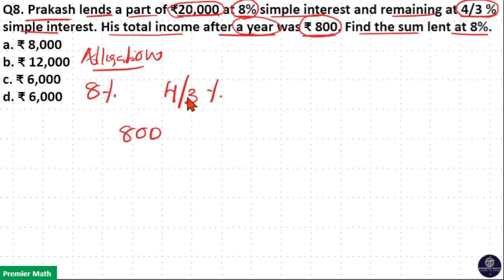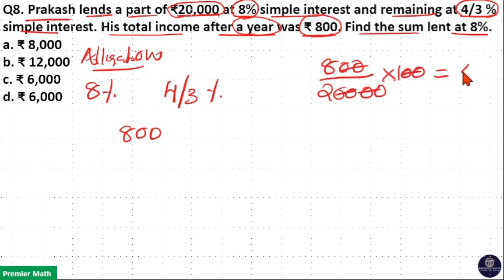Now this 8 and 4/3 are in percentage format. So we should find the percentage form of this 800. This 800 is received from this total 20,000 rupees. So 800 out of 20,000 is, 0 cancel, 0 cancel, 8/2 is 4%. So 800 is 4% of 20,000. So write 4% in the middle.